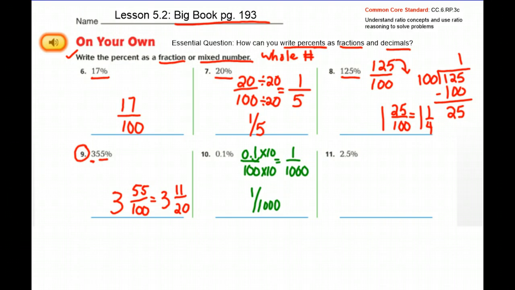Okay, running the same process here on number 11, I'd like you to go ahead and pause the video, figure out your multiplier, and go ahead and write your fraction for 2.5%.